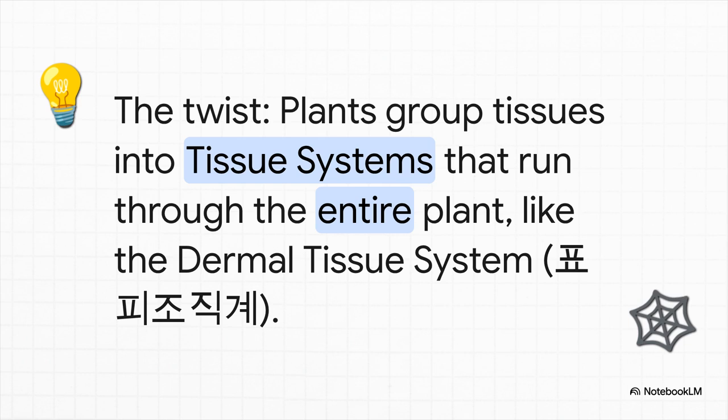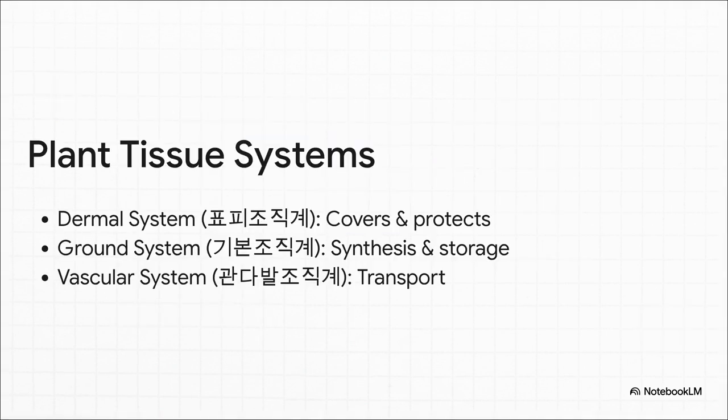Think of it like a plumbing system or an electrical grid. The dermal system, for instance, is the plant's skin, and it covers everything. Plants basically have 3 of these huge systems. You've got the dermal system for an outer shield, the ground system that does all the work of making and storing food, and the vascular system. That's the plant's plumbing for moving water and nutrients around.